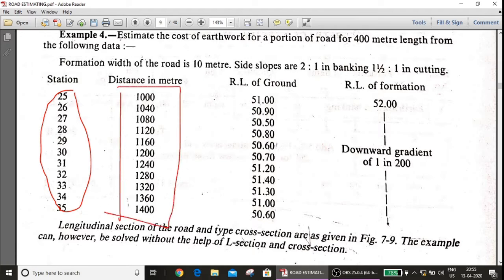1040. So here what we have to look at is the difference between the chainages. Okay, what are the differences between the distances. So we can see clearly that the difference is 40 meters, right? Then RL of the ground, fine, these are the RL of the ground. Then RL of the formation 52 is given, and from there we have to take a downward gradient of 1 in 200.